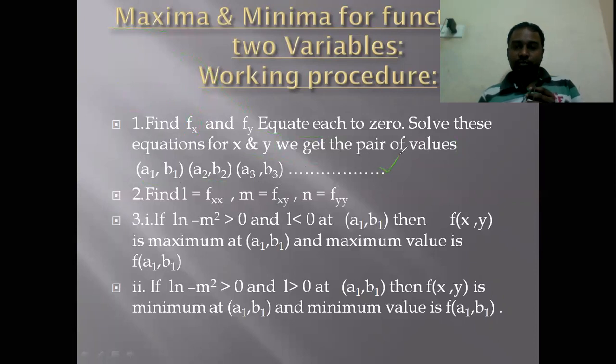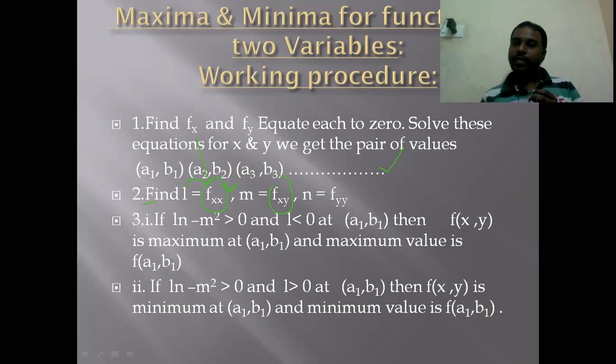So just the first step, we are going to find the pair of values. Second step, we use the second order derivative. What we have done earlier for the single variable, here we are doing for two variables also. We do it in the same fashion. So this function we differentiate with respect to x twice. That I am denoting as L. And fxx means the function we are differentiating with respect to x twice.